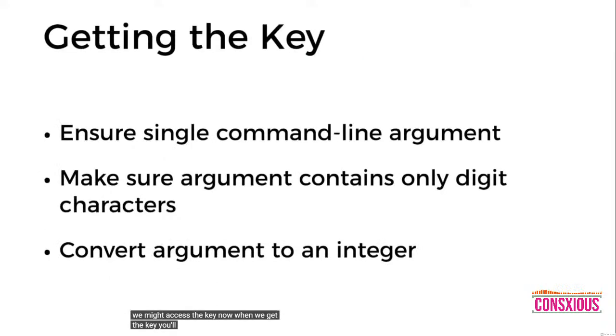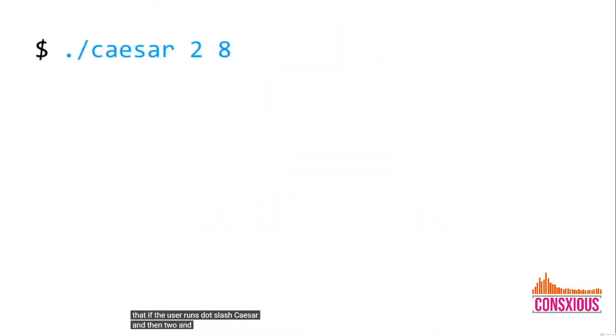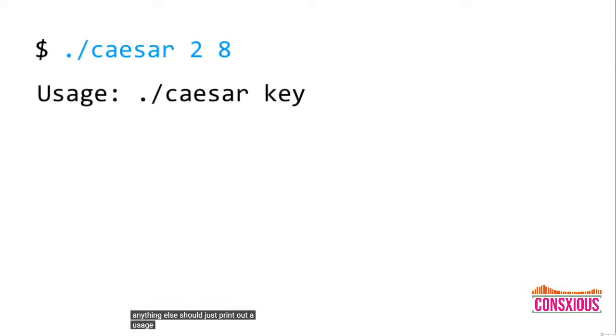Now, when we get the key, you'll want to ensure that only a single command line argument is provided, and that that argument contains only digit characters before you actually take that argument and convert it to an integer. What I mean by that is that if the user runs ./caesar and then 2 and then 8, providing more command line arguments than expected, your program, rather than doing anything else, should just print out a usage message, reminding the user that in order to run the Caesar program, they should run ./caesar followed by a key. And you should do this anytime they don't use the correct number of command line arguments.